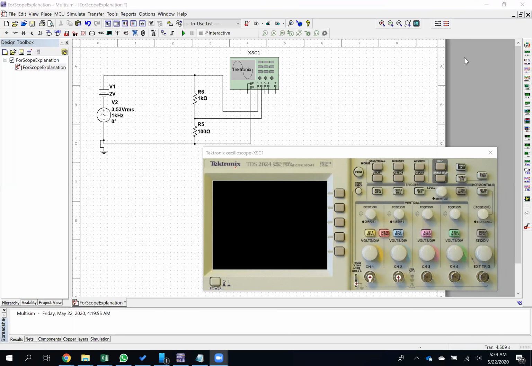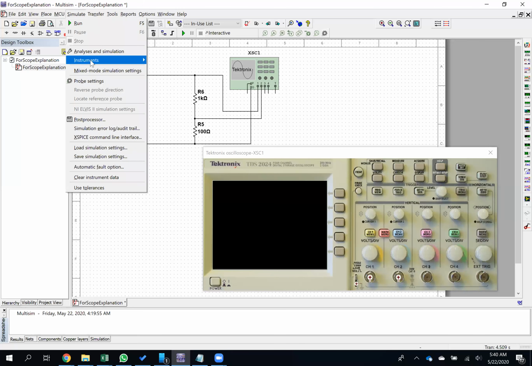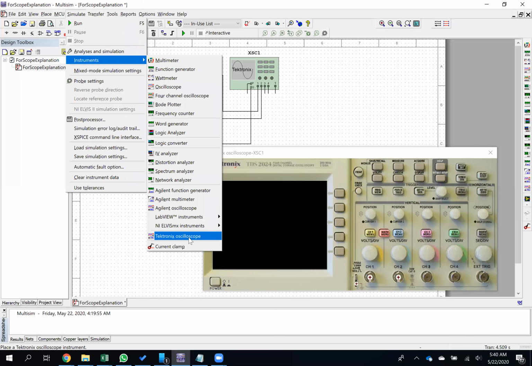So by getting you to use this instrument, you can familiarize yourself with the settings that you need to make to the oscilloscope as they would be on the oscilloscope. So not as perfect as being in the lab, but pretty good for this situation. How I got this oscilloscope into my circuit: I went to the Simulate menu, Instruments, and down at the bottom here, Tektronix oscilloscope. Okay, that's how I got it.